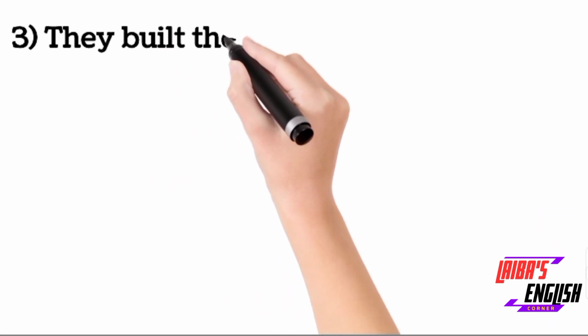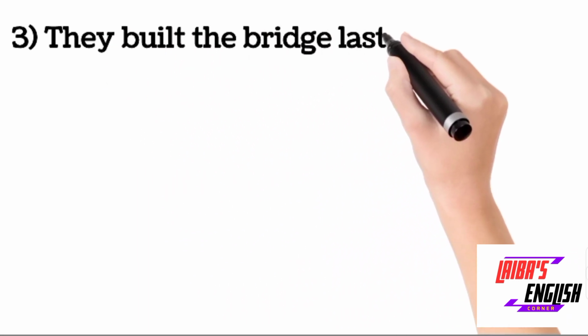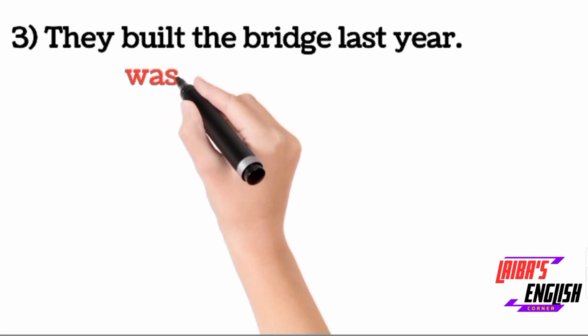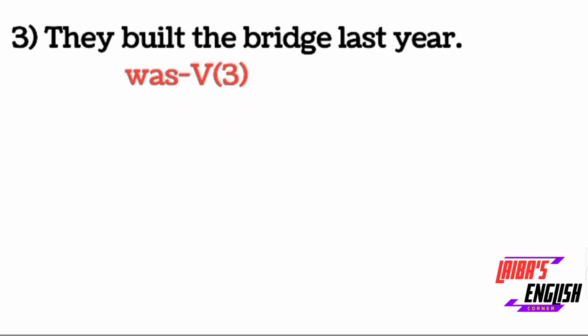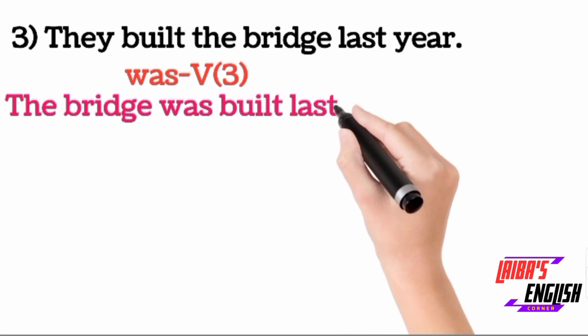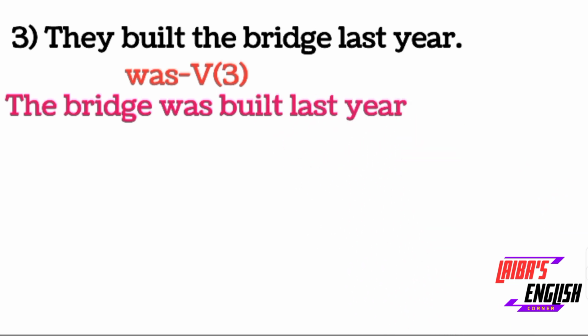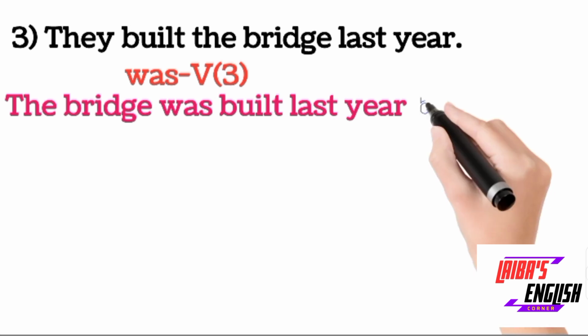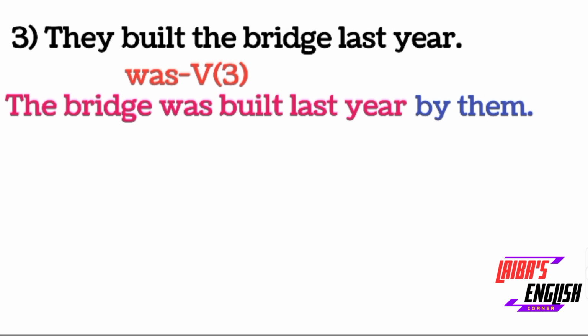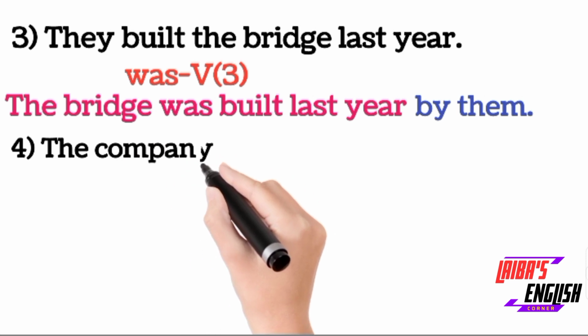Third example is: they built the bridge last year. Here the object is the bridge. So the bridge will come in the place of the subject. And we will use was because we are talking about last year. So it is past tense and we will use the third form of verb. Build, the third form is built. So the bridge was built last year by them. We will put last year before by because we have to use the subject at the end. So they will change into them.